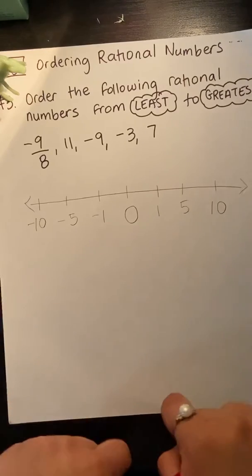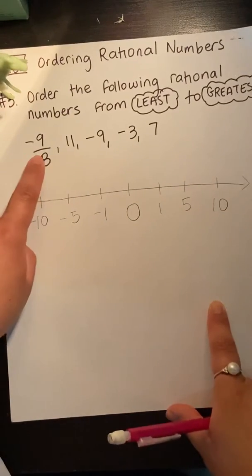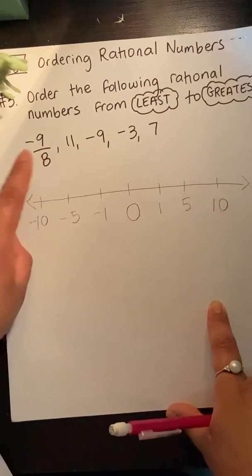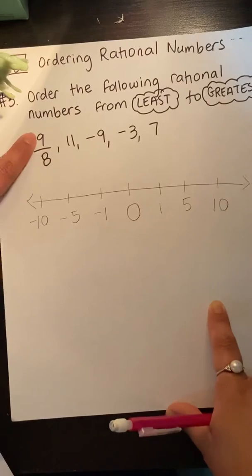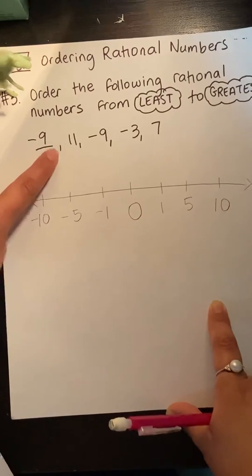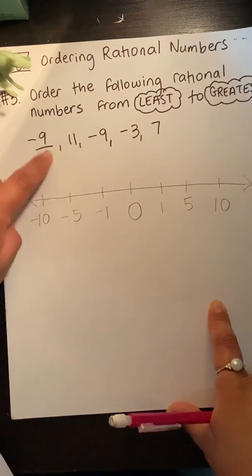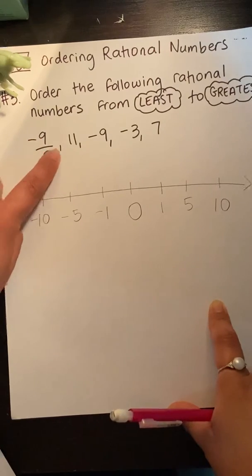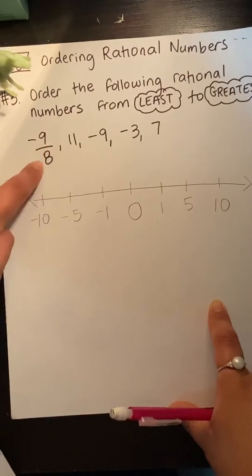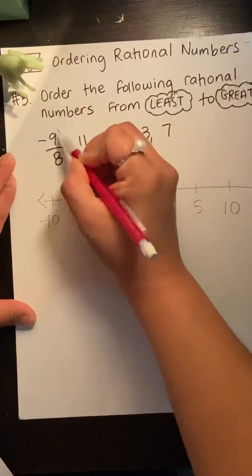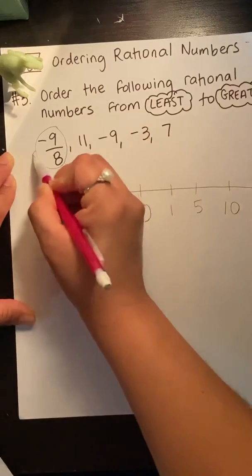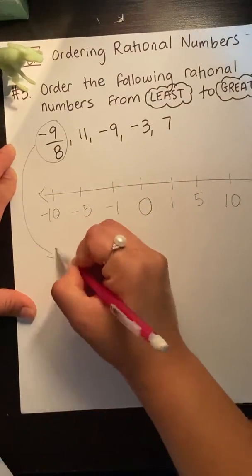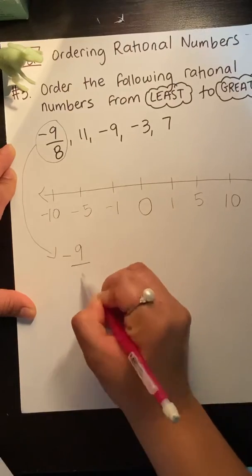Okay, so now I'm going to start with my first number, which is a fraction, -9/8. Because the numerator is greater than the denominator, it's an improper fraction, and I know that this will be bigger than a whole. To help me understand this fraction, I can turn it into a decimal using long division. So I'm going to take it down here. I'm going to rewrite -9/8.